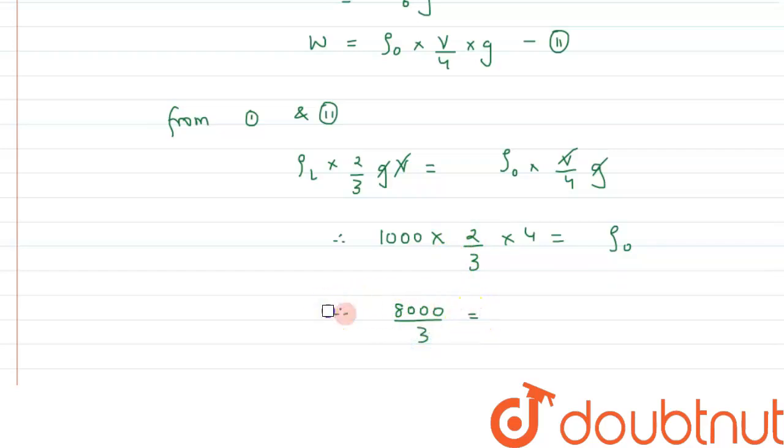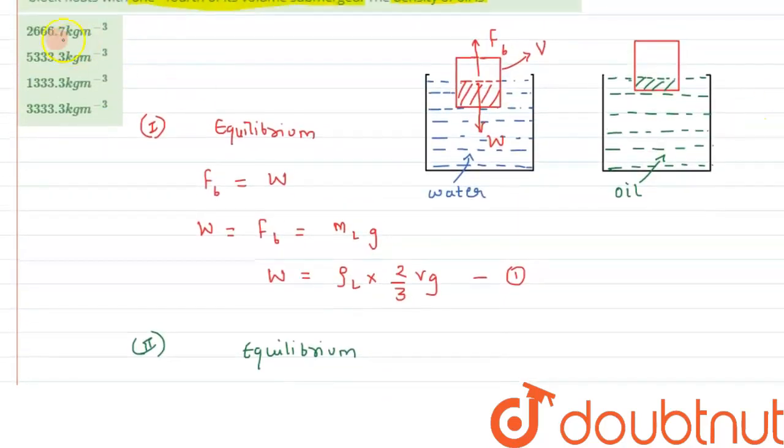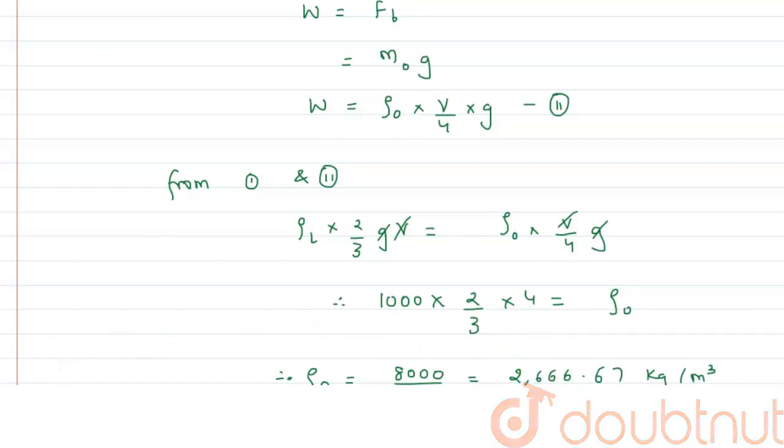Therefore the density of oil is 8000 by 3, which equals 2666.67 kg per meter cube. So this is the density of oil we are getting, and this matches with option A. I hope you have understood the concept, and thank you for watching.